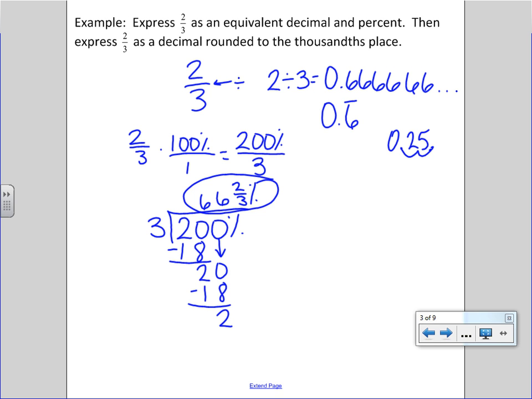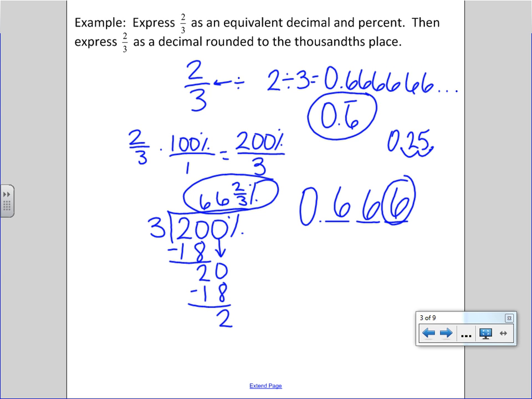And finally, it wants us to write it as a decimal rounded to the thousandths place. So I know that for the thousandths place, I have 0 point, then the tenths, hundredths, thousandths. So when I fill in with this 0.6 repeating, I'm going to write 6, 6, 6 because that's what goes there. Now I'm wanting to round it to the thousandths place.